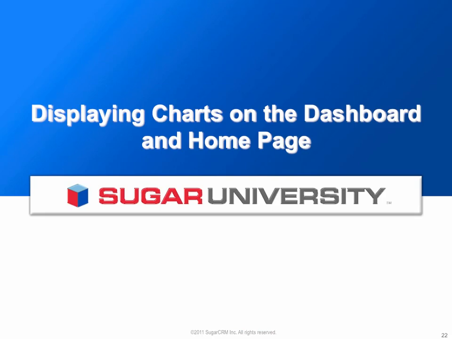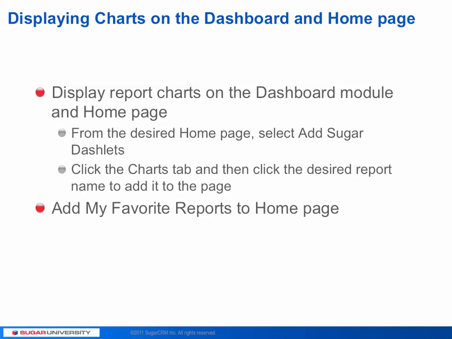Now let's talk about displaying reports on your home page. You can display your report charts on your home page. From the desired home page tab, click the Add Sugar Dashlets icon. Then select the Charts tab and the desired report's name to add the report chart to the page. You can also add your favorite reports to your home page.